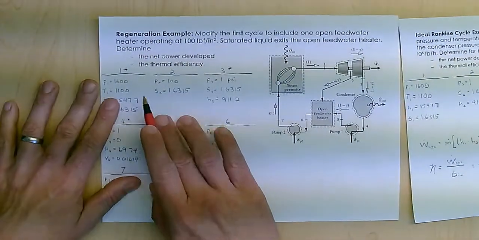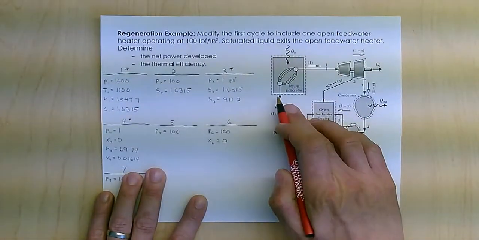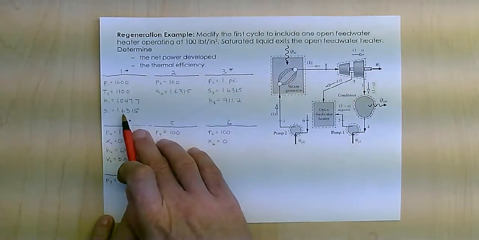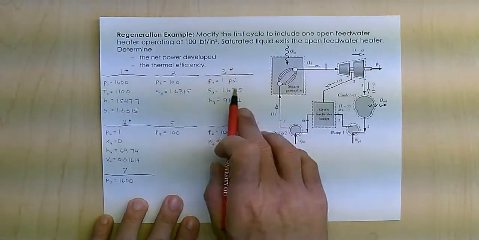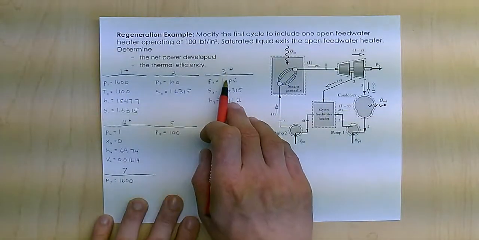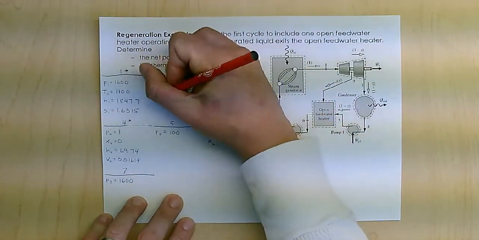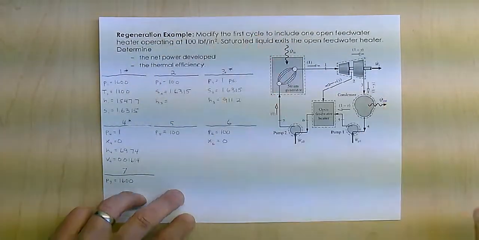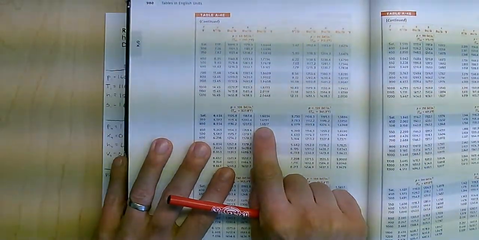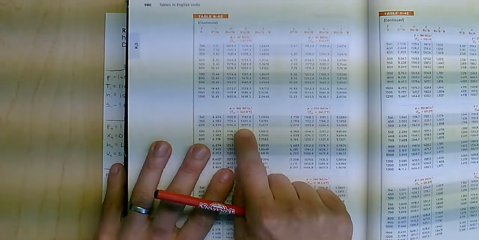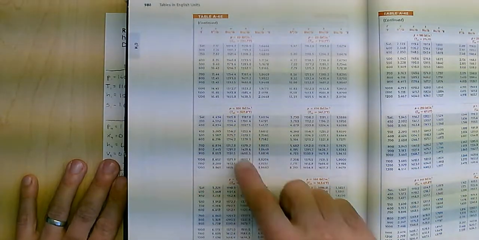Now going from state 1 to state 2, this is an isentropic process. So the entropy stays the same through the process, going from 1600 to 100 to 1 psi. So I know that the entropy is the same. I know the pressure is at 100, so I can look up H2 by simply going to 100 psi and 1.63. That gives me an H of 1210.7 when I do the interpolation here.